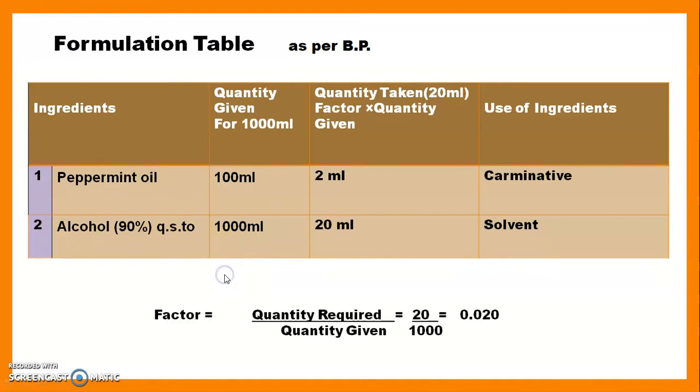The formula is given for 1000 ml, but we want to calculate the quantity for only 20 ml. That's why we calculate the factor. Factor is calculated by quantity required upon quantity given. Our quantity required is 20, quantity given is 1000, so our factor is 0.02. By this 0.02, we multiply 100 and we ultimately get the quantity required for 20 ml. So we get 2 ml peppermint oil and alcohol QS to 20 ml. The use of peppermint oil is as a carminative and alcohol as a solvent.